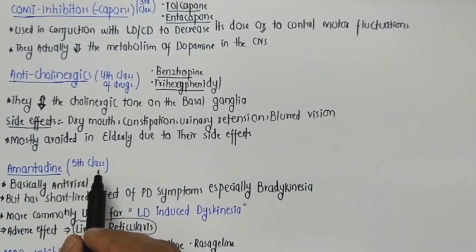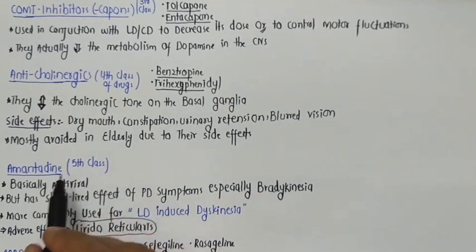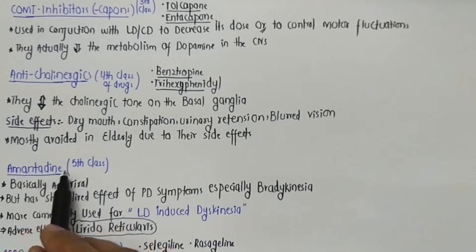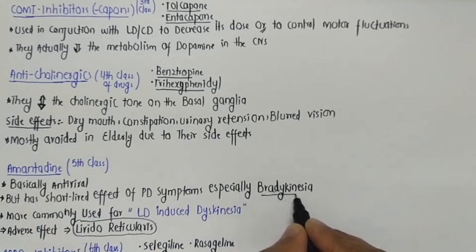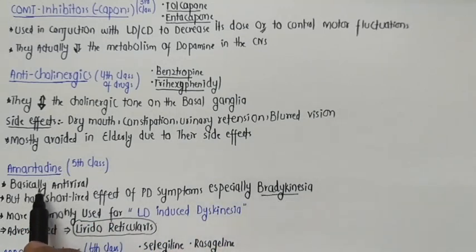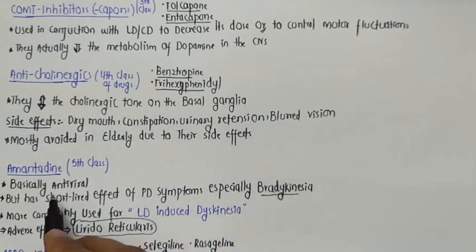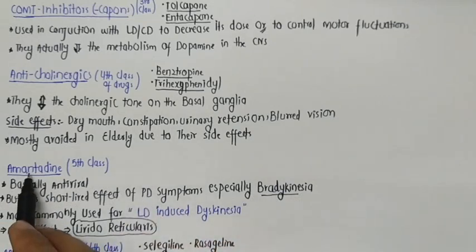Amantadine constitutes the fifth class of drugs used in Parkinson's disease. It is basically an antiviral agent, but it has a short-lived effect on Parkinson's disease symptoms, specifically bradykinesia. So it is more commonly used for levodopa-induced dyskinesia. As we said, levodopa-induced dyskinesias are very difficult to treat, but some people say amantadine can be used to control these dyskinesias. The adverse effect of amantadine is livedo reticularis.